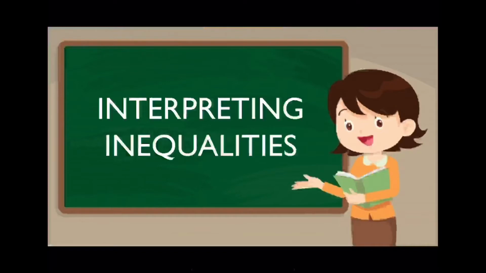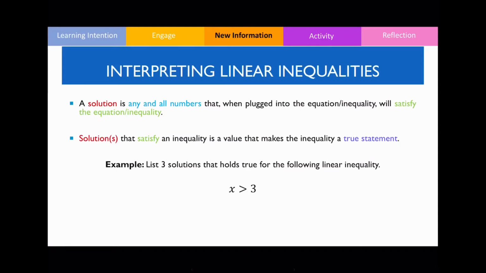What we're going to be looking at now is how we interpret and make sense of a linear inequality. Before I go through that, I must go through the definition of what the word solution means. A solution is any and all numbers that, when plugged into the inequality or the equation, will satisfy that particular statement. What I mean by that is if you sub it in, hopefully it will give you a true statement, a statement that actually makes sense. So this number is definitely smaller than that number. That's reasonable. Let's look at an example to see what I mean by this.